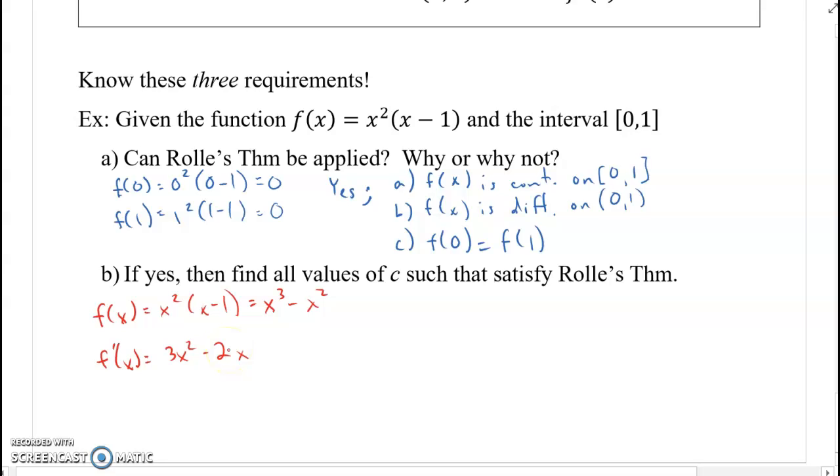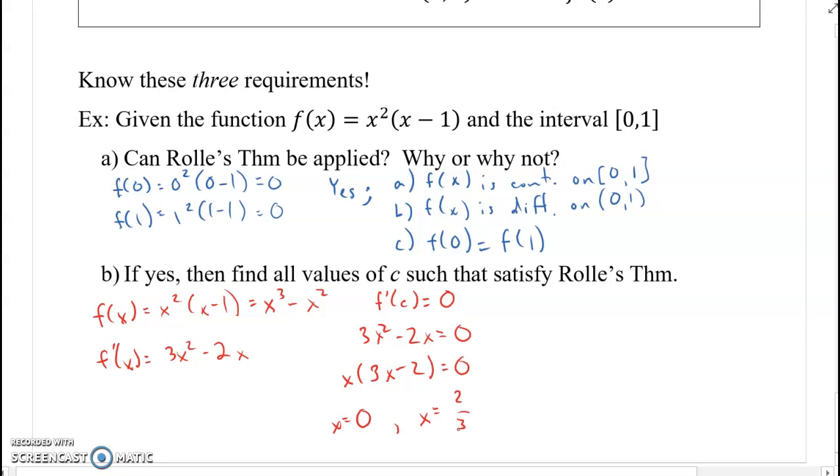And now we're going to go ahead and try to set f prime of c equal to f of b minus f of a over b minus a. We already know that equals 0, so we're just going to put 0 here. So that's just going to be 3x squared minus 2x equals 0. So we'll solve for x. We can factor out an x, and we'll end up with x equals 0 and x equals 2/3 as two values.